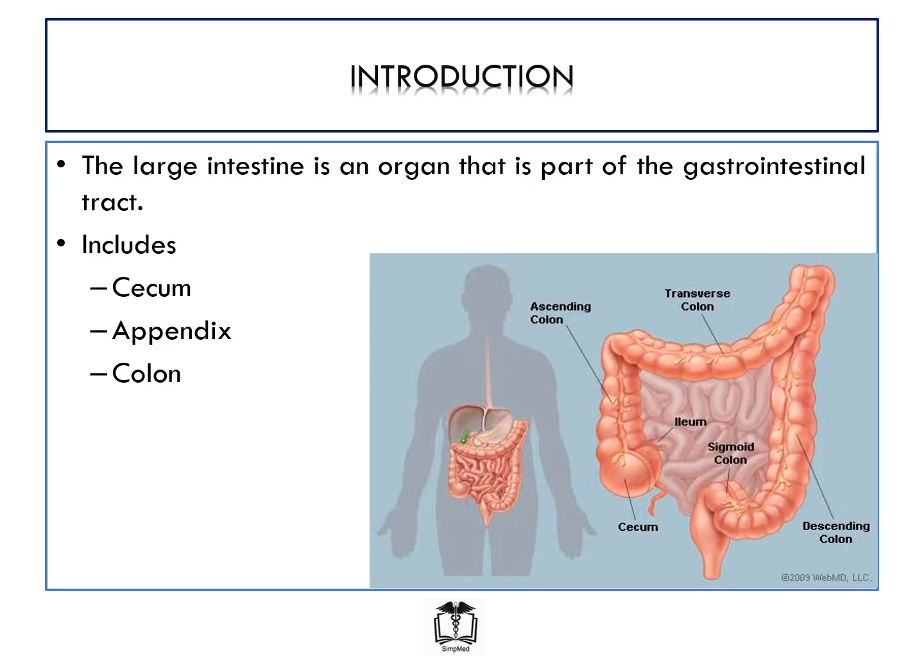The large intestine is an organ that is part of the GIT. The GIT simply comprises organs that range from the mouth all the way up proximally to the anus distally. So it spans the mouth, the pharynx, the esophagus, stomach, the small intestine, and then in between the small intestine and the anal canal is the large intestine. It comprises three major parts. This includes the cecum, the appendix, and the colon.